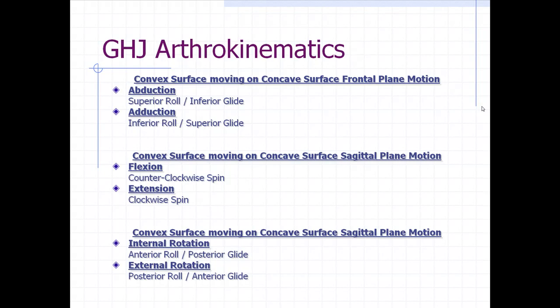When we move on to the glenohumeral joint, it is a typical ball and socket joint. So the humeral head is biconvex, the glenoid fossa is biconcave. As we go through the various motions of the glenohumeral joint, if we start off with abduction, the humeral head will roll superiorly on the glenoid fossa, and there is a simultaneous inferior glide of the humeral head. This is essential to keep the humeral head centered in the glenoid fossa. On adduction, the reverse occurs.